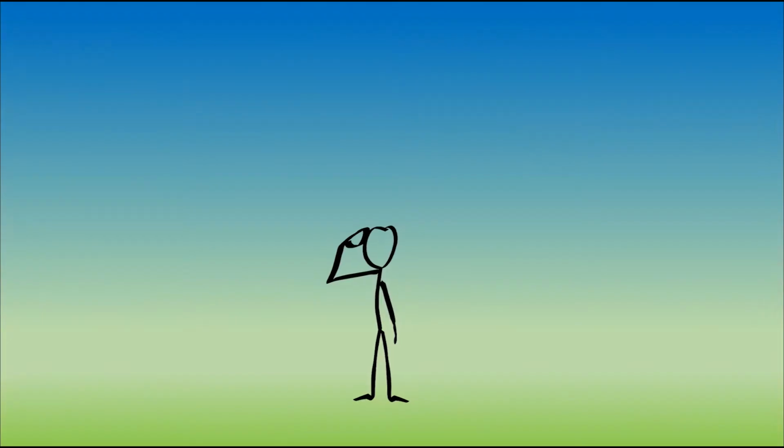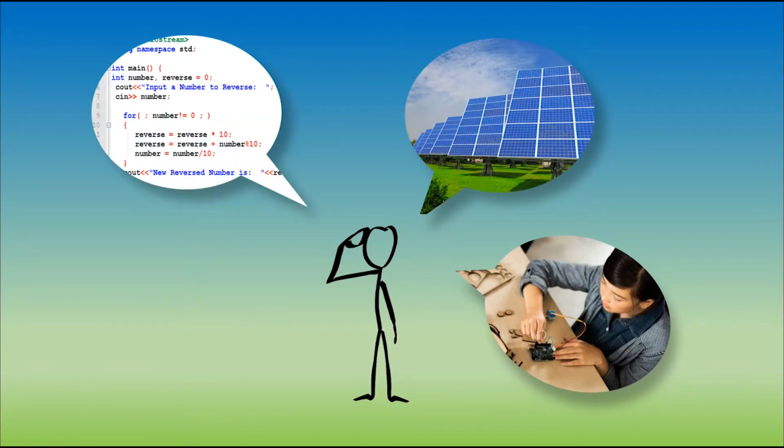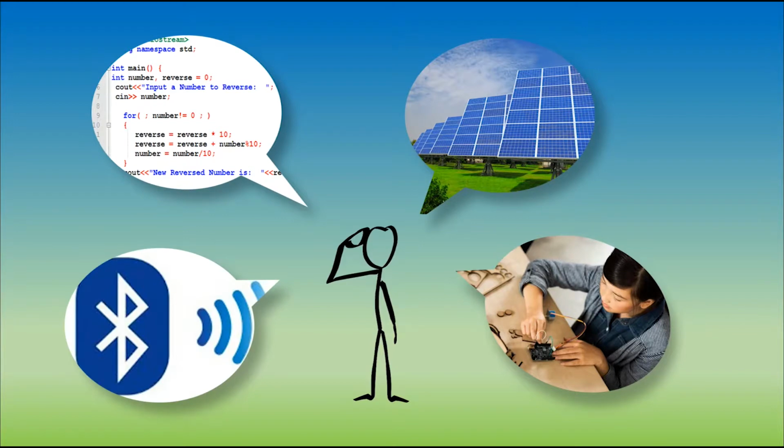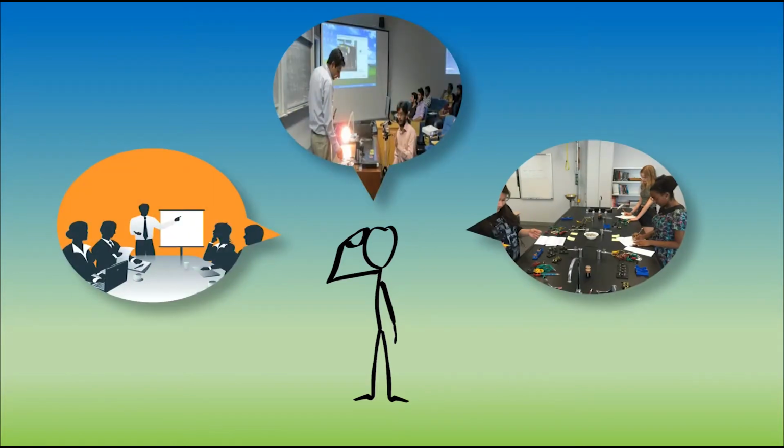In this program, I will be teaching you about circuits, solar panels, C++ code, and Bluetooth signals. Learning these skills and concepts will enable you to understand the device you will be building. You will be learning through activities, demonstrations, and presentations. The end goal is to create a working solar panel device that can wirelessly send data to your computer.